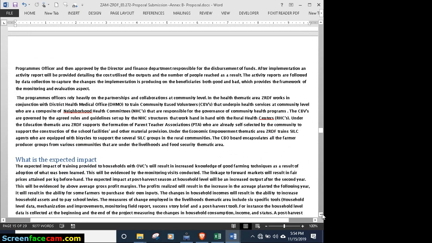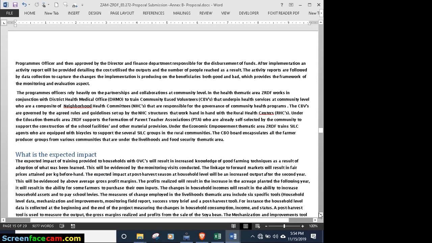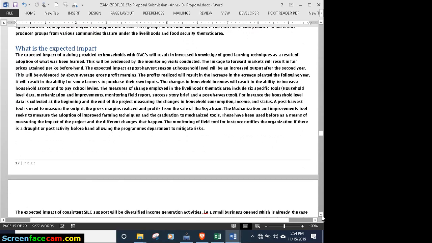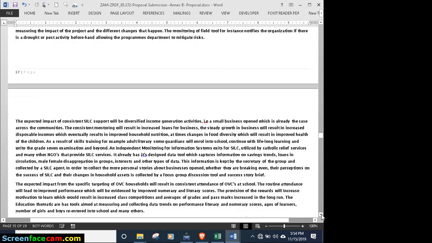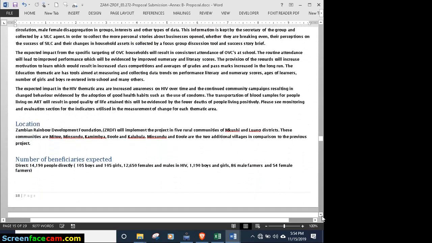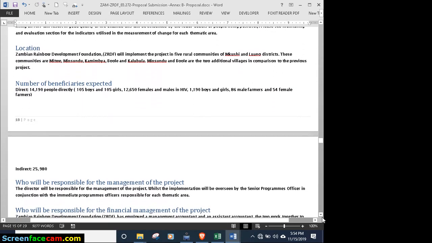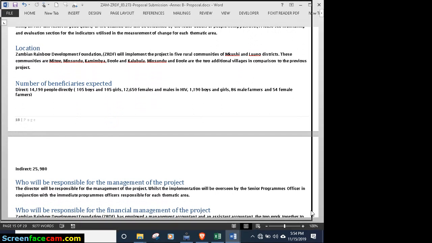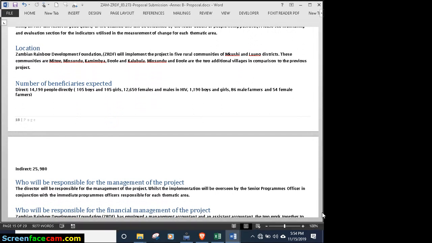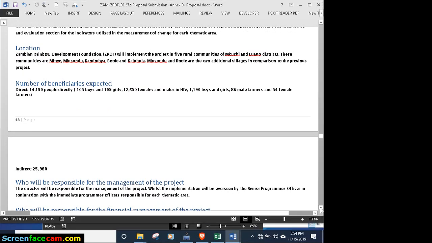Then we spoke about the implementation plan, but you actually see it in a Gantt chart. They ask you what your expected impact is. We talk about what we believe we would like to achieve, the location of where this project is going to take place, and the number of beneficiaries we expect, both direct and indirect. Okay.